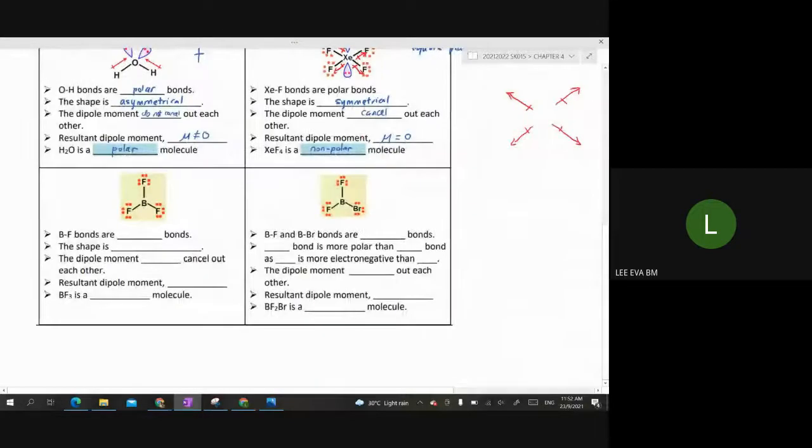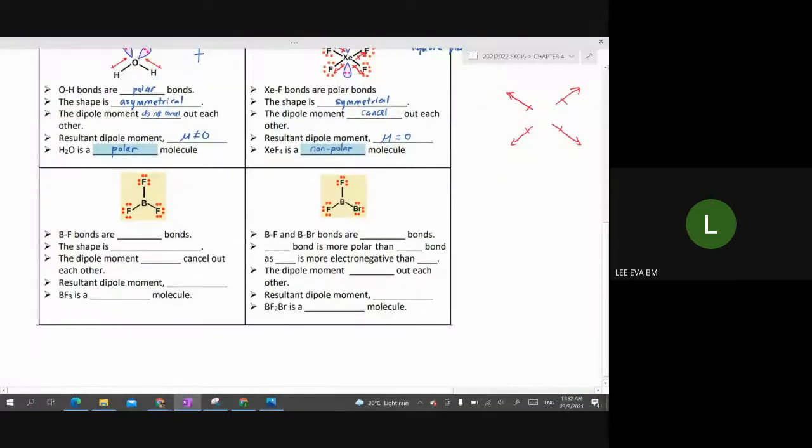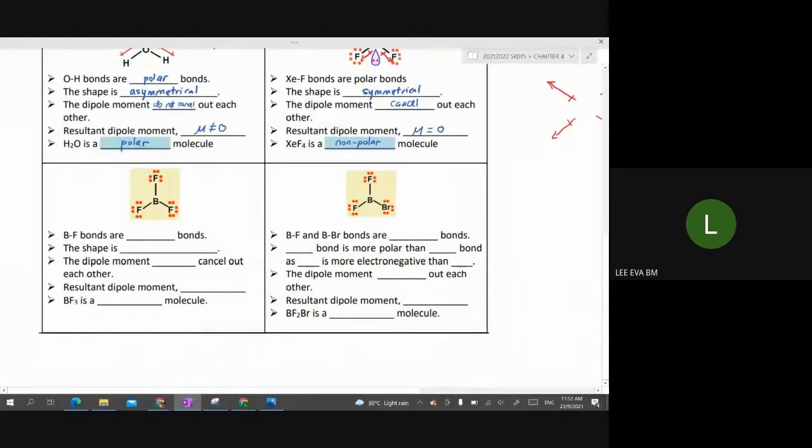Okay, kita tengok pada structure yang lagi complicated. BF3. BF bond, is it polar, non-polar? Hello? Anybody home? Polar. Lukiskan awak punya arrow, hadap ke fluorine, fluorine, fluorine. So BF bonds are polar bonds.